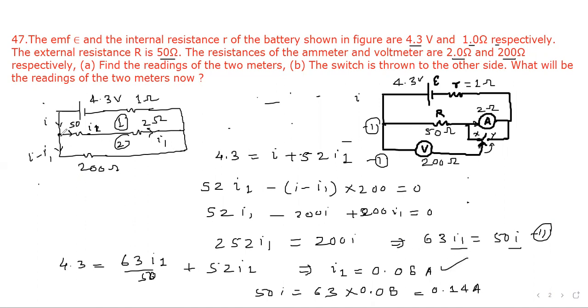And now PD across, here we have to find out the reading of voltmeter. So the reading of voltmeter will be 200 ohm and then current through it, that is I minus I1, that is 200 into 0.14 minus I1, which is 0.08. So it will be 12 volt. So this is the answer. Now we go to the next question.